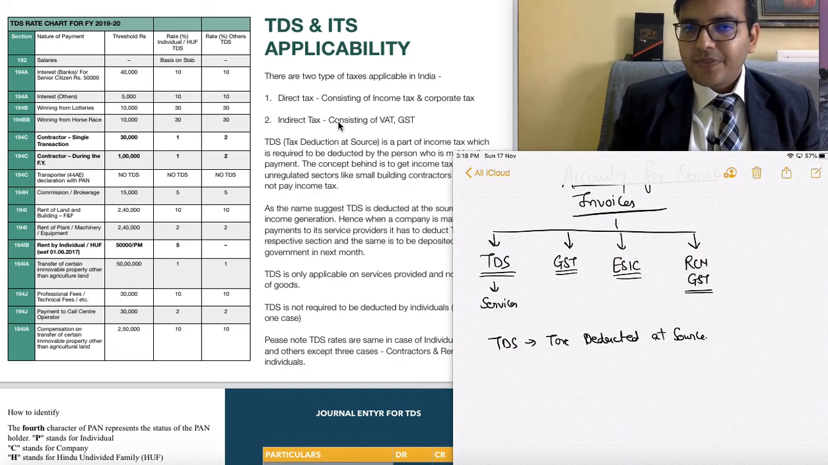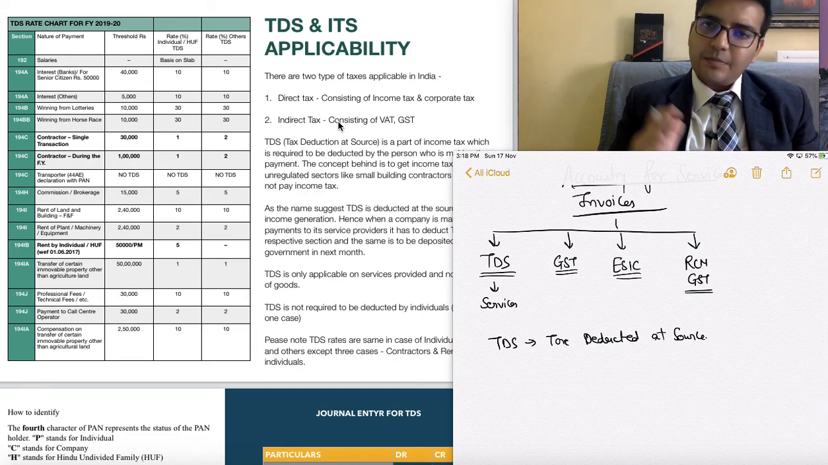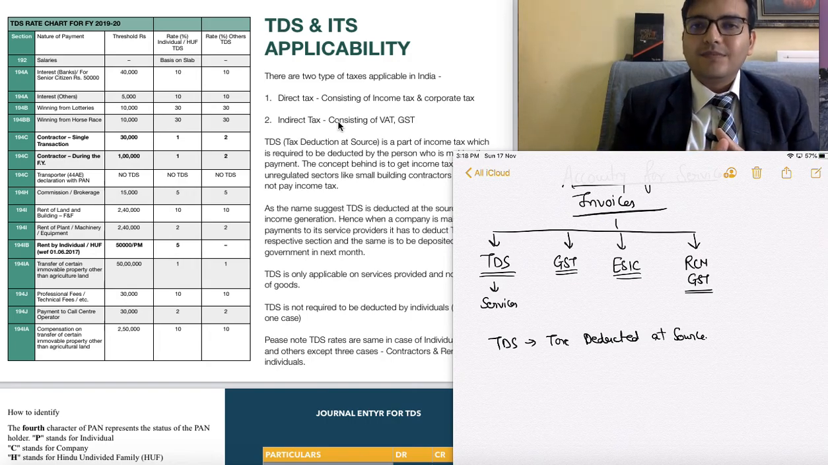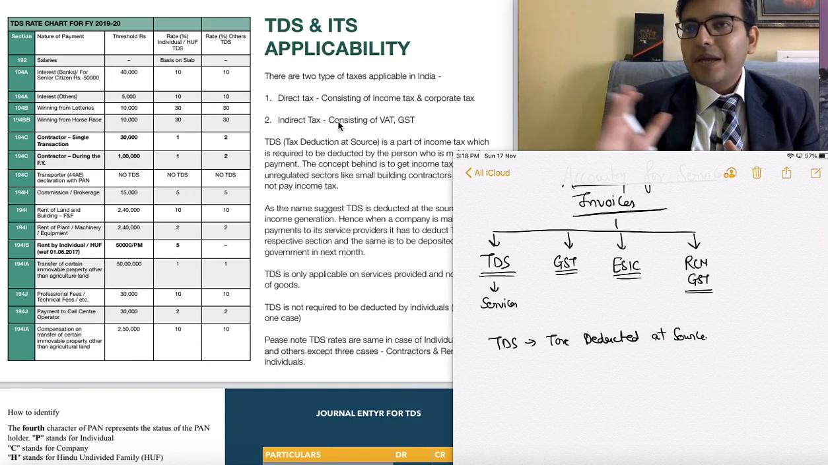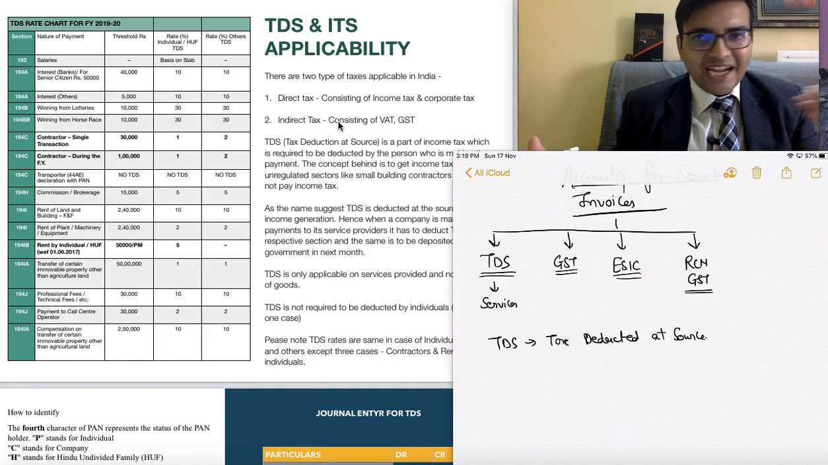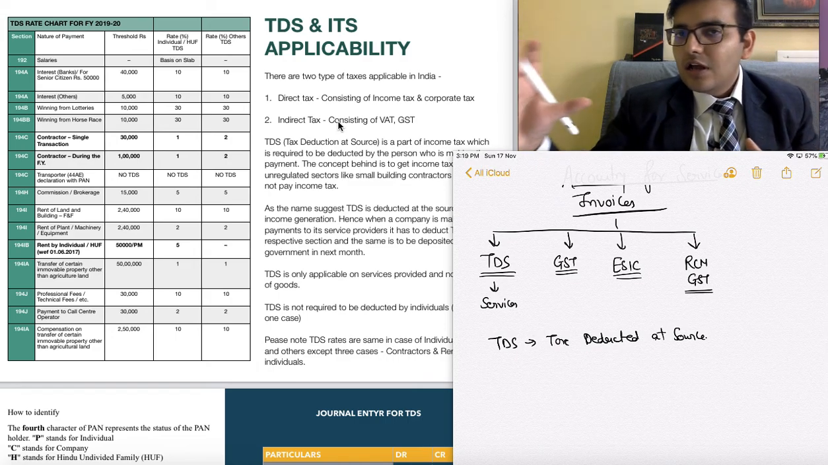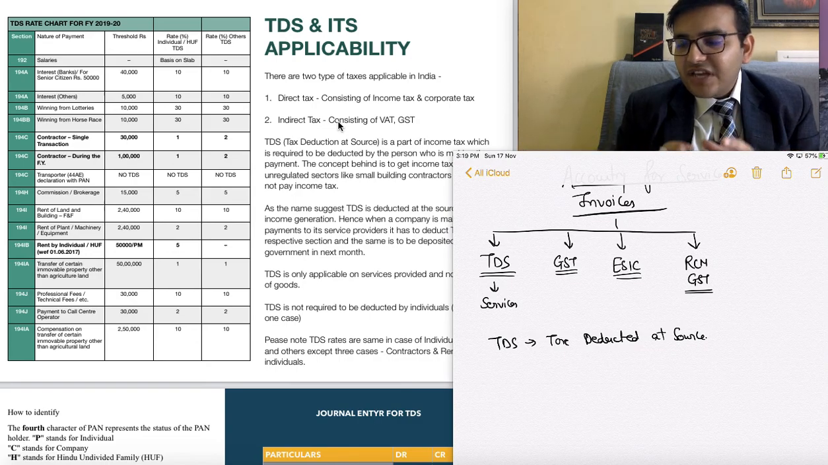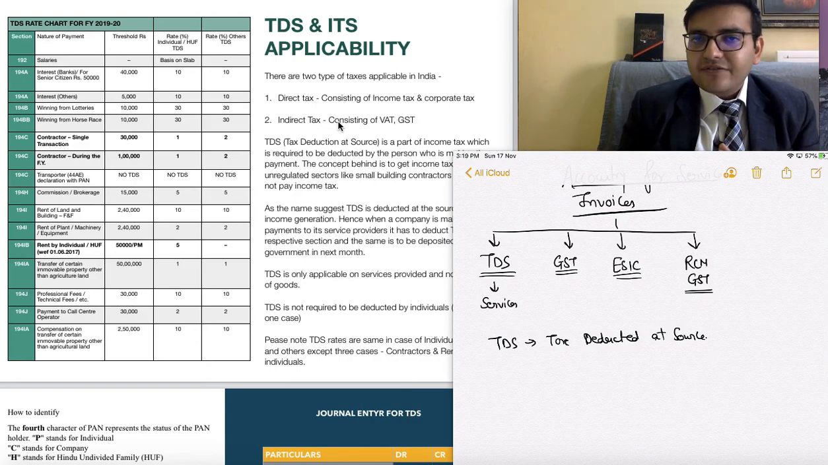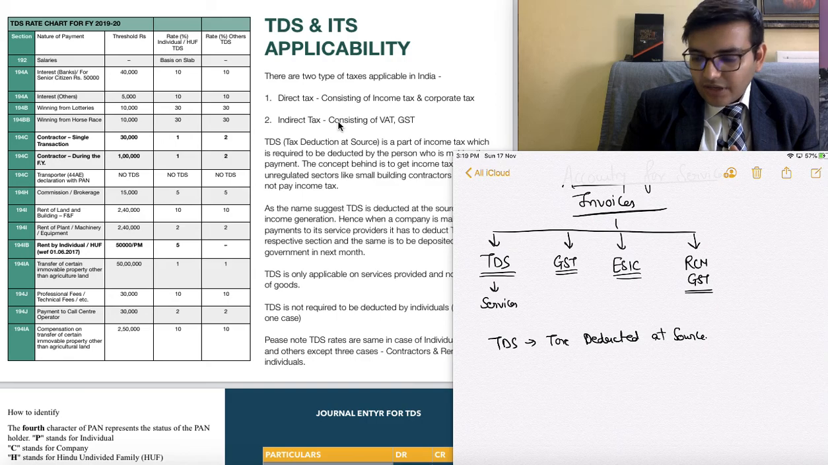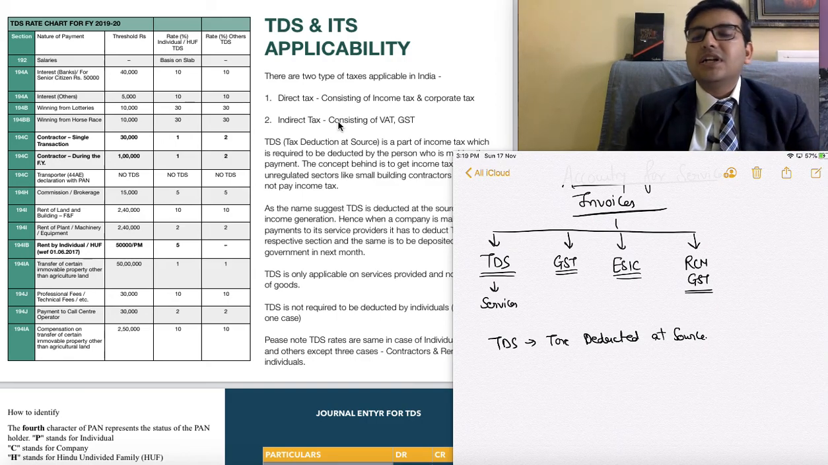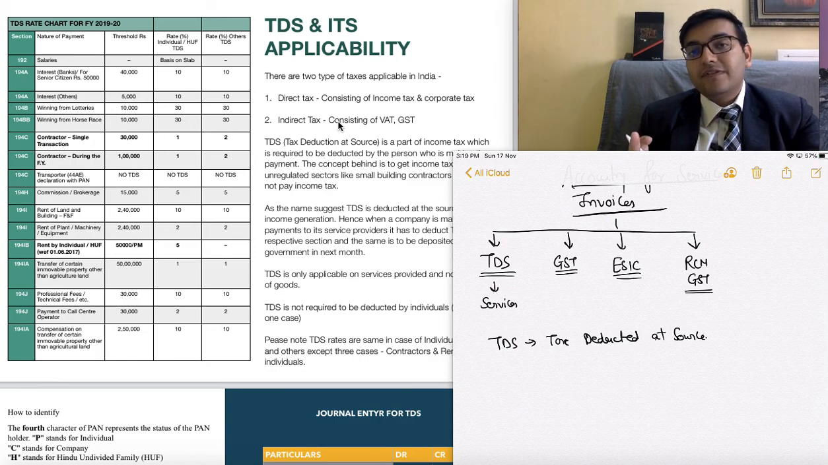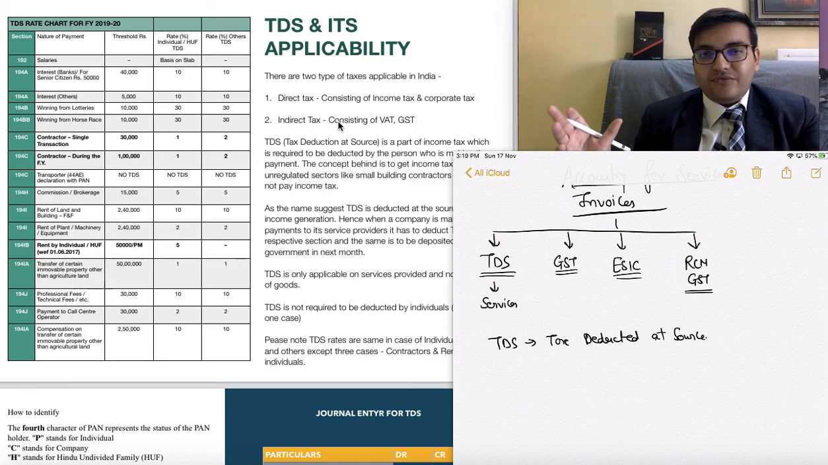He is not liable. Only a company or a firm, you can say a business, who is making payments to a contractor, professional, or for a commission, for rent, for anything, in that case they have to deduct TDS. Only individuals are liable to deduct TDS in case of purchase of house property or purchase of land transactions.